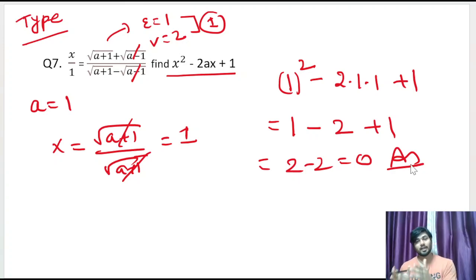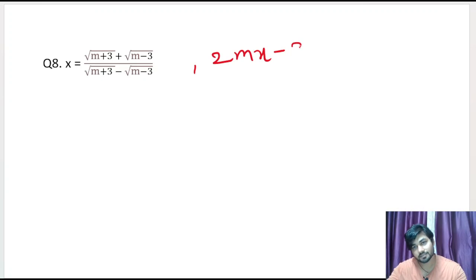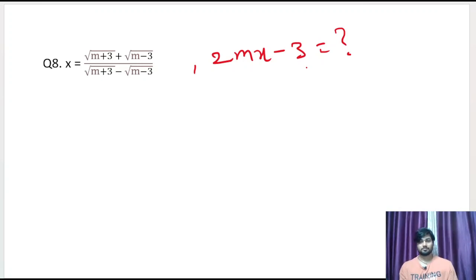So you should go with the artificial intelligence method, that is the value putting method, just to reduce your calculations. It will save your time. Let's go to another question. See, again this question is of the same type. Here I haven't written what you need to find. 2mx minus 3 is equal to question mark. This is the expression that you need to find.